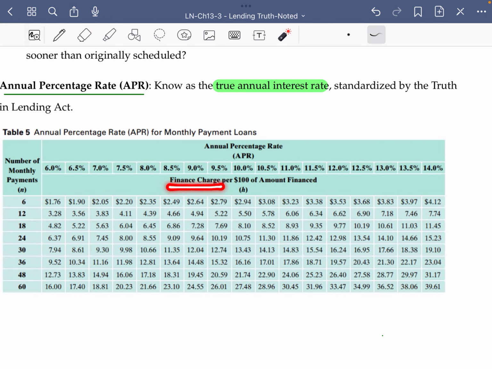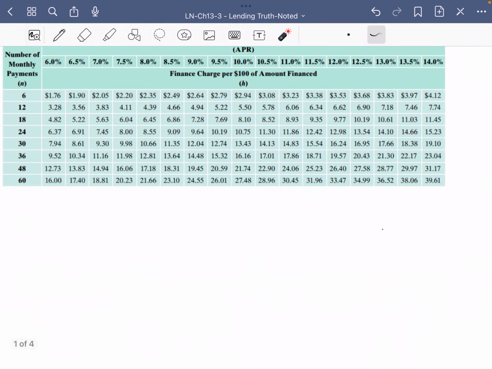This is the finance charge, but it's not just the finance charge. It's the finance charge per $100 of amount to be financed. So you'll find out how much interest you're going to have to pay, based on the amount that you're actually borrowing, and you'll find out how much interest you are paying per $100, or what your finance charge per $100 is. I say interest, and it doesn't have to be interest, but that's the easiest thing to think about, at least initially.